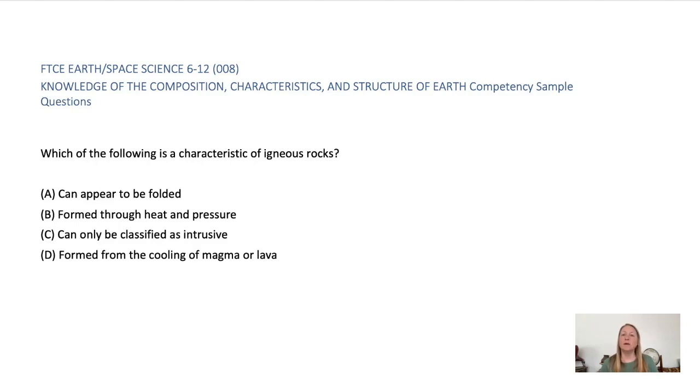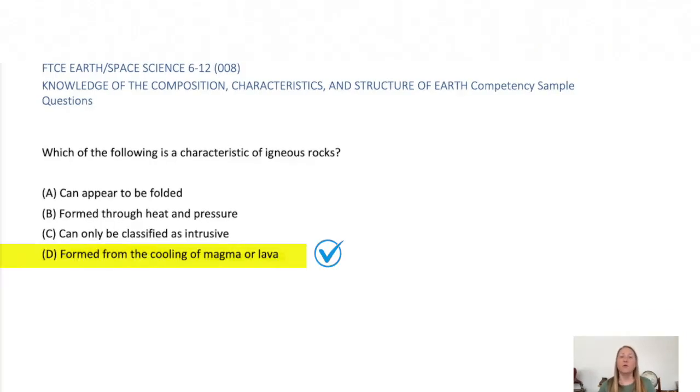C. Can only be classified as intrusive is false. Igneous rocks can be either intrusive or extrusive. The correct answer is D. Formed from the cooling of magma or lava. Igneous rocks are formed from the cooling and solidification of magma or lava, and they often exhibit a granular texture. They can also be classified as intrusive or extrusive.